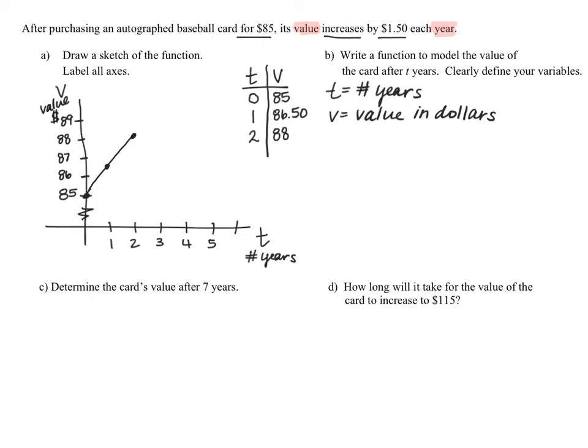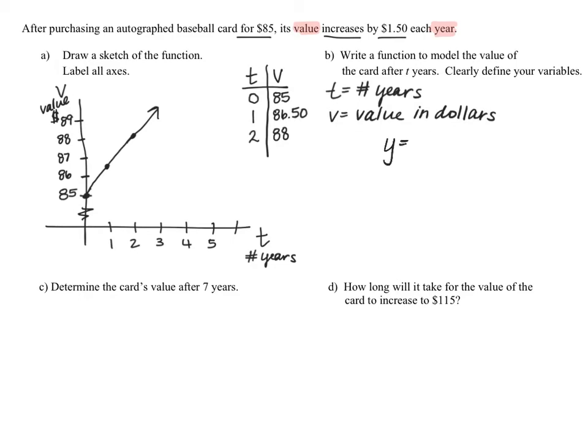So negative time doesn't make sense, therefore we don't put an arrow on that side. However, it would make sense to extend our line on the right-hand side with an arrow because the value will continue to increase as time increases. So we notice that this relationship is linear. We have a graph of a line here, and we can choose the slope-intercept form of a line to help us write the equation, essentially.